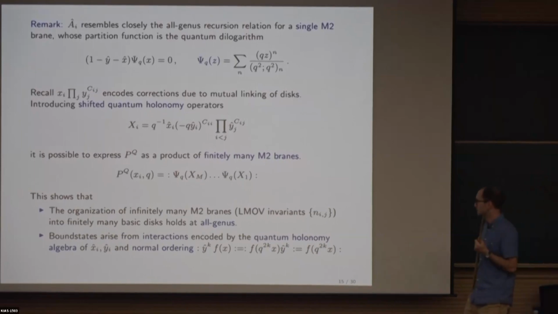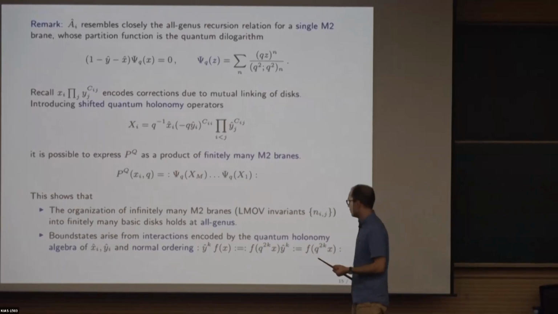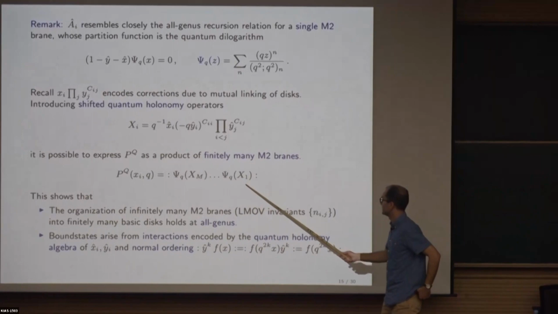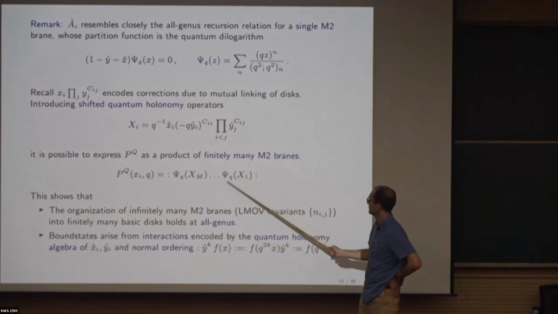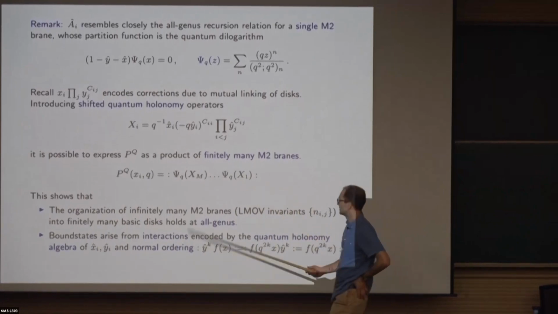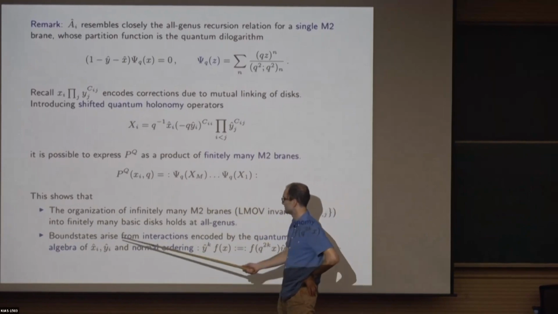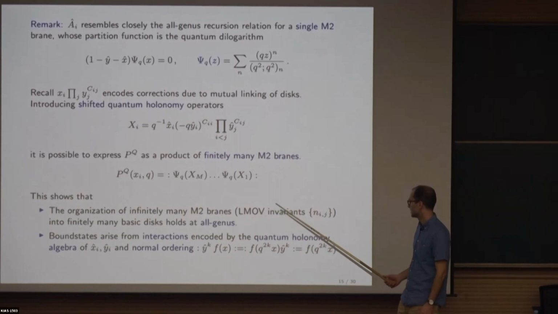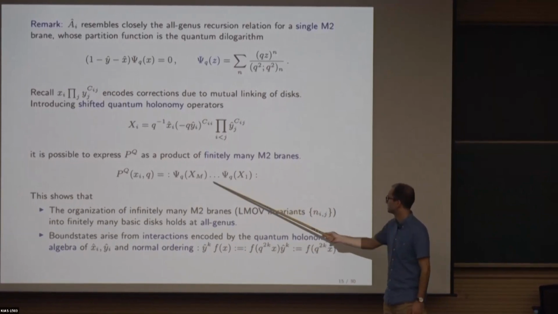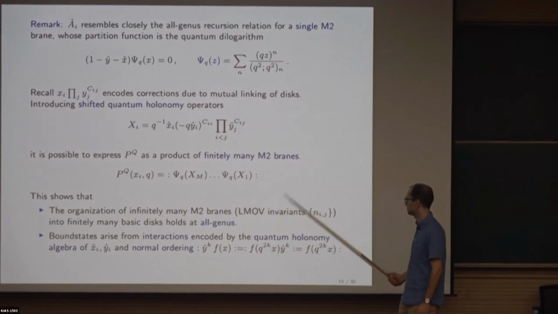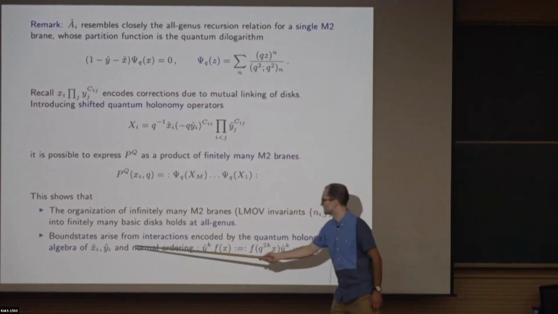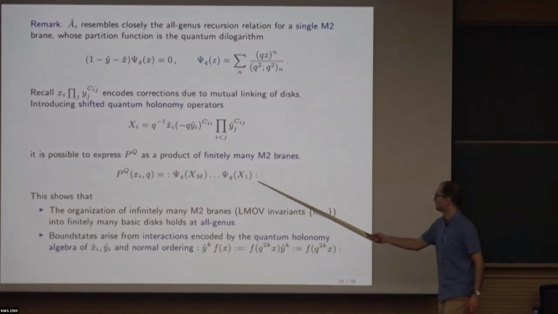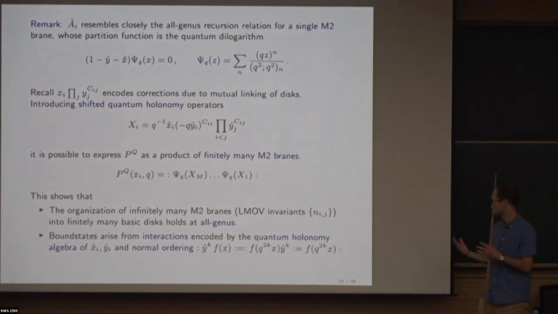Yes. Yeah, thanks. Okay, so then we have finitely many basic disks. These variables are non-commuting, but somehow this must form all the bound states. It reproduces the full partition function. And so this must arise from interactions. And interactions will be encoded by the fact that these variables are non-commuting. There's a quantum holonomy algebra of these xi and yi's. And of course, the normal ordering operation also has an important role in this. And I'll come back to that in a moment.